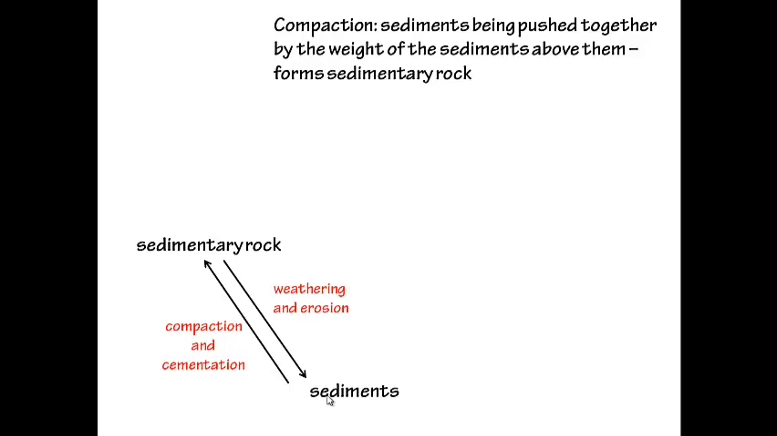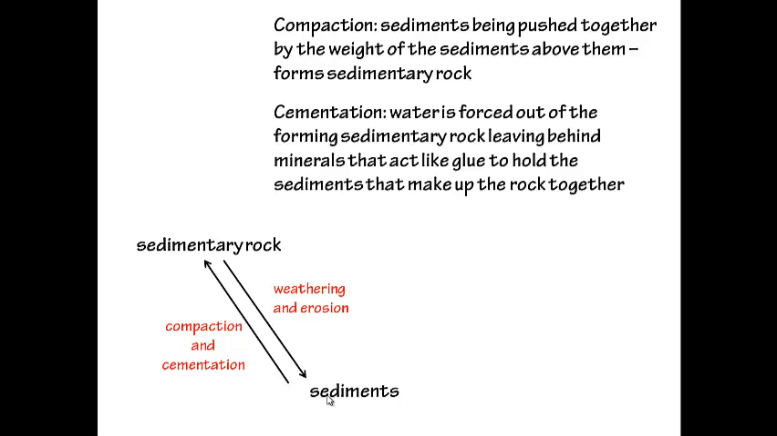Compaction is sediments being pushed together by the weight of the sediments above them, forming sedimentary rock. Think of compaction as squishing a sandwich. The layers of the sandwich are pushed together just as the layers of sediments are pushed together to form sedimentary rock. Cementation happens when water is forced out of the forming sedimentary rock, leaving behind minerals that act like glue to hold the sediments that make up the rock together. This is probably the hardest part of the rock cycle to understand, so take a minute and make sure that you know the definitions of compaction and cementation.